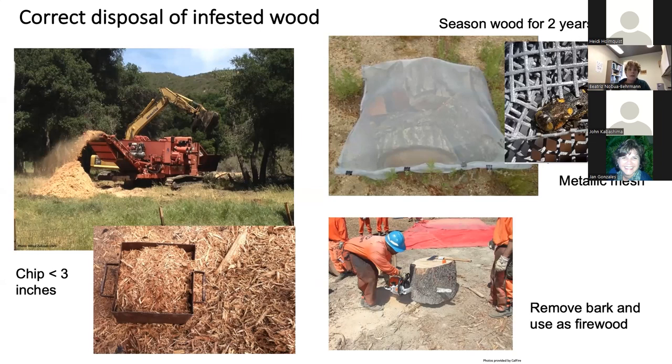The other faster way is to remove the bark. Once you remove the bark, you can use the rest of the wood as firewood, and that will be safe. So debarked wood is totally safe regarding GSOB. All the beetles, all the larvae are in the bark. Though removing the bark is not necessarily easy, it's pretty time consuming and takes a lot of effort, but it is an option.